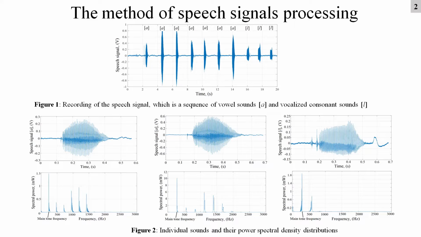To determine the main tone frequency, the method of formant analysis was used. Then we determined the range of main tone frequency change according to the rule of 3 sigma. Figure 1 shows the recording of a speech signal. For each individual sound, individual values of a main tone frequency were determined.